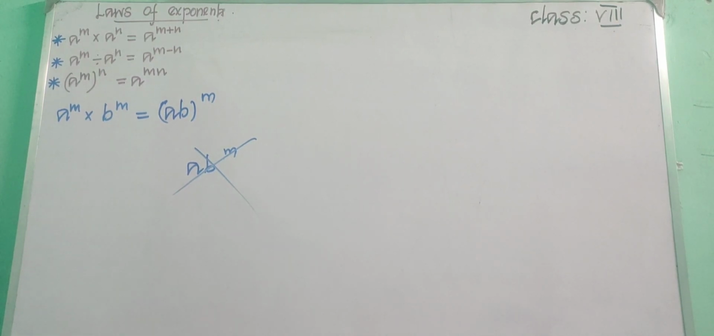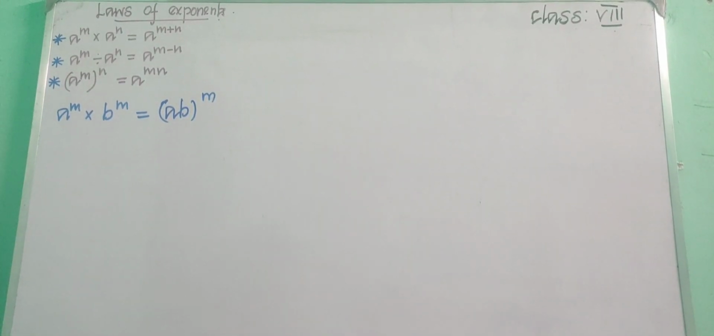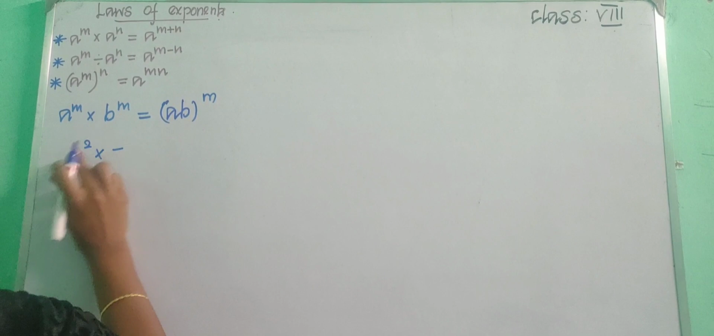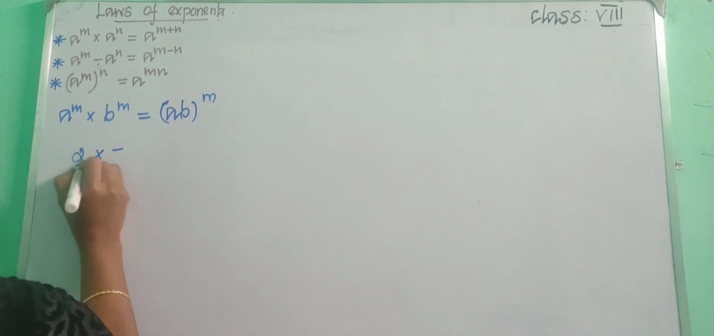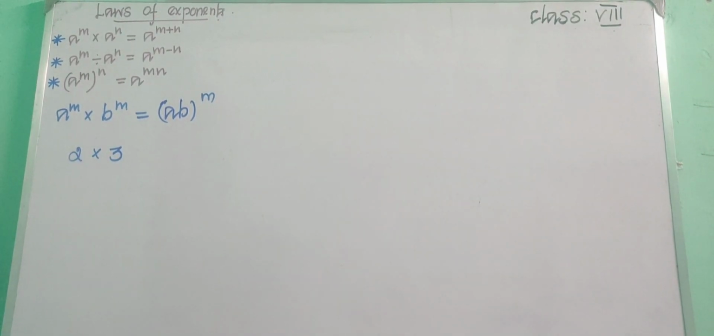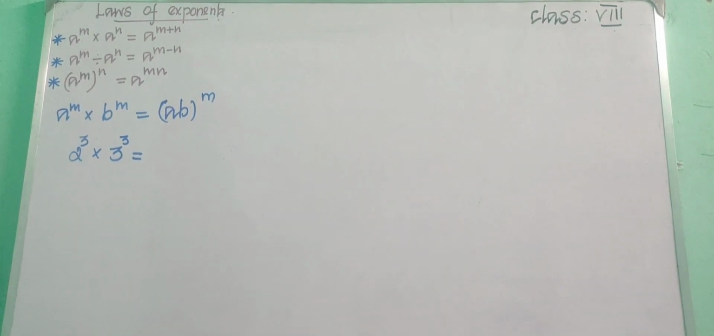Okay, children, let us see an example. If you consider A as 2 and B as 3, and the power is 3. So how will you find the answer for this? If it is A power m into B power m, we need to write it as AB the whole power m, right?